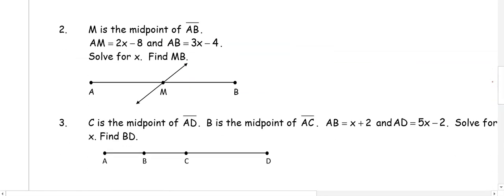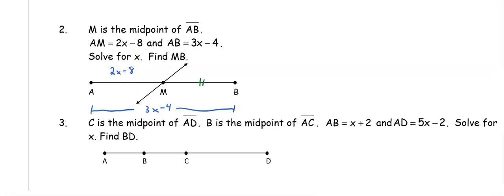In number 2, M is the midpoint of AB. So again, this is bisected. We know that AM is 2x minus 8, and AB is 3x minus 4. Now, these are not equal because this is only half a line. The 2x minus 8 is only half a line. So we know if they are congruent, though, that this other half is also 2x minus 8.